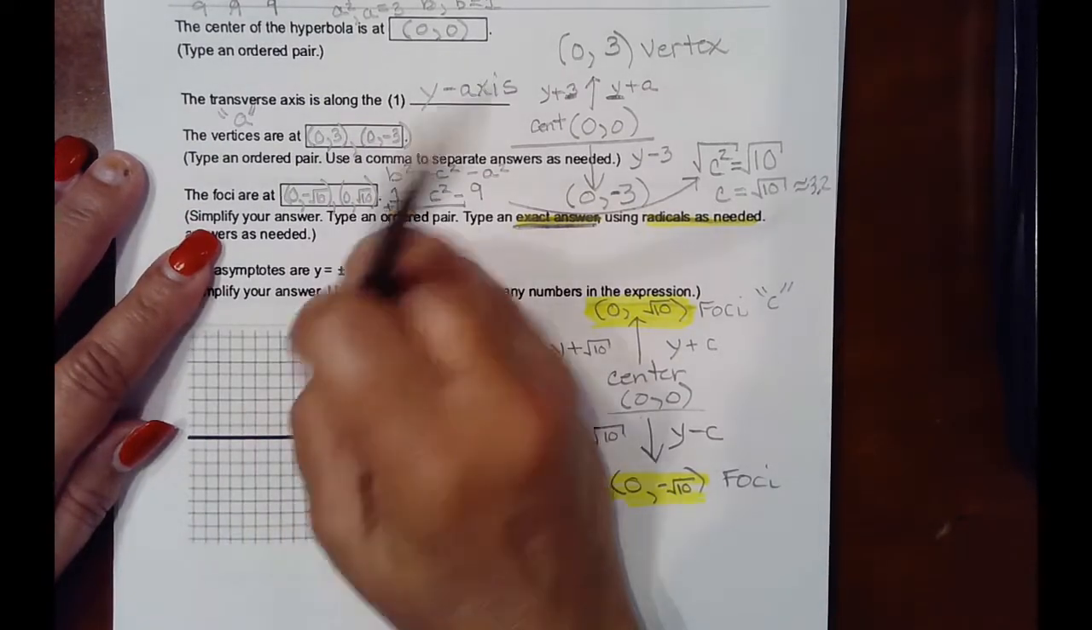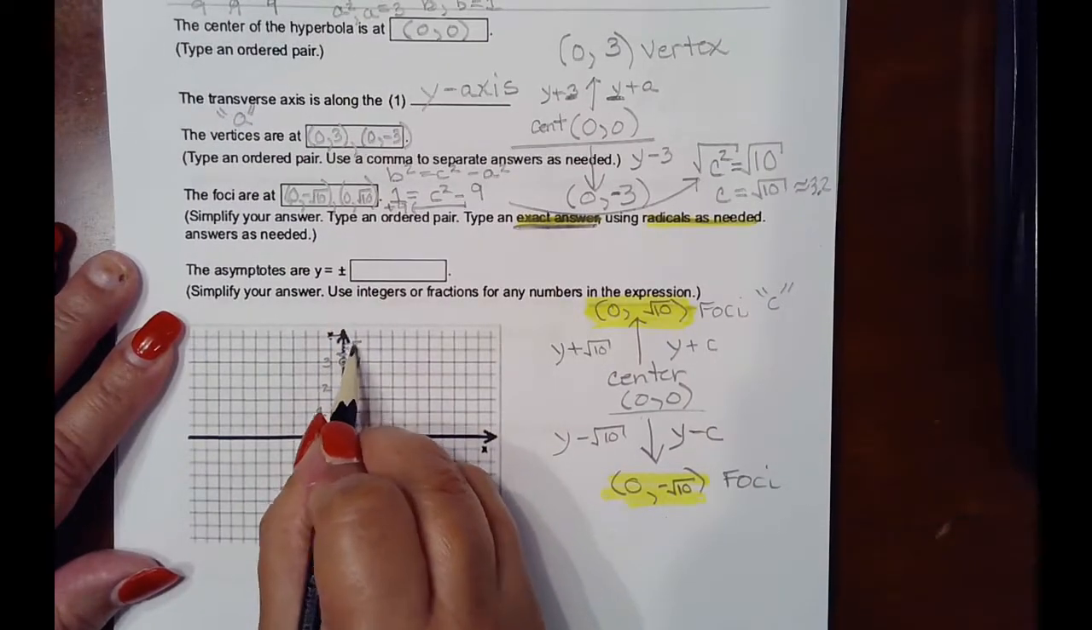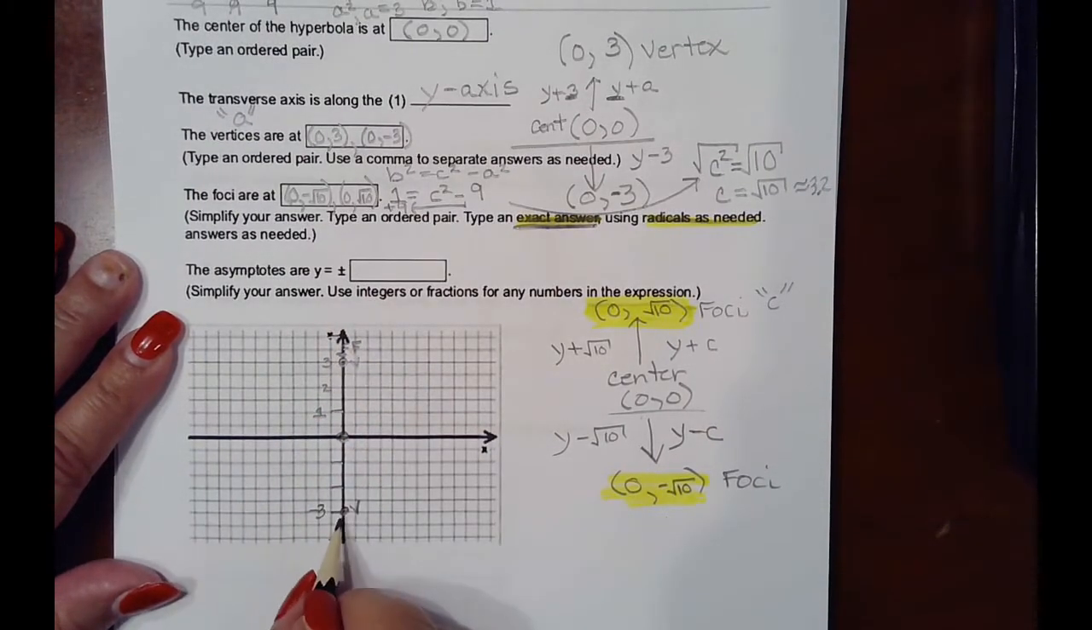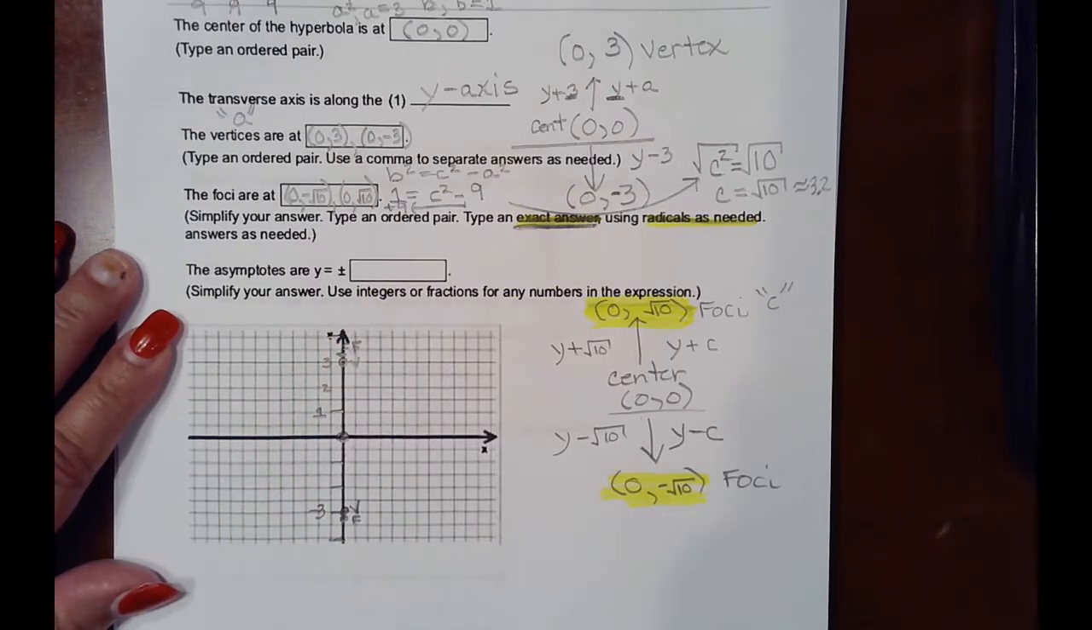The 3 is where the vertex is, and this is where the foci is. Same thing here. You'd have to go a little bit beyond the 3. That would be where your focus is. So you'd be opening up from the vertex, but wrapping around the foci. That should always be the case, or else you did a calculation improperly.